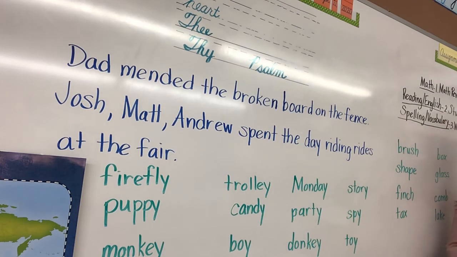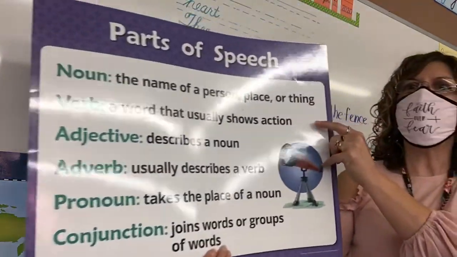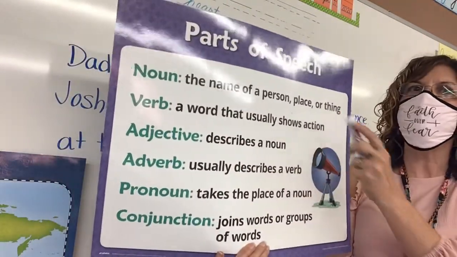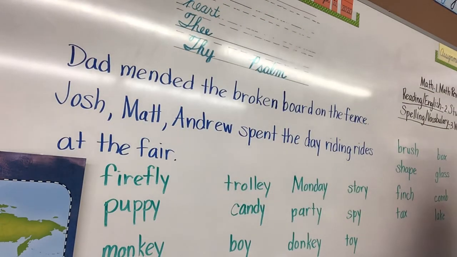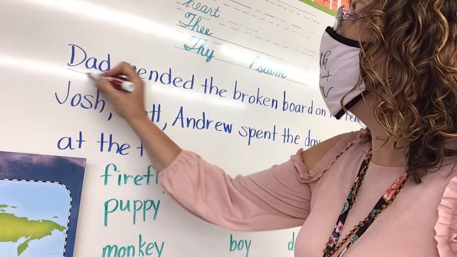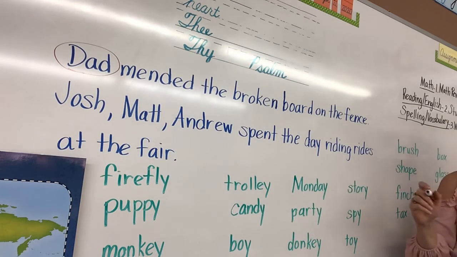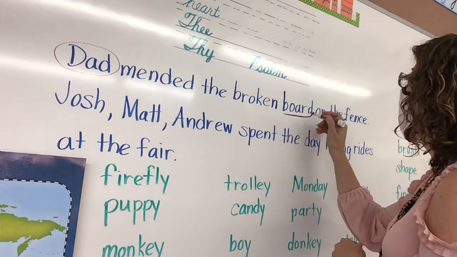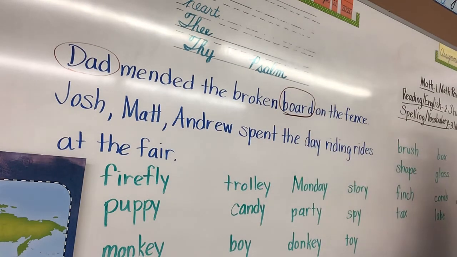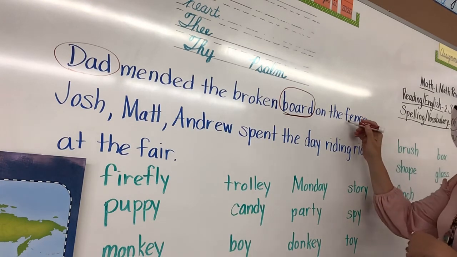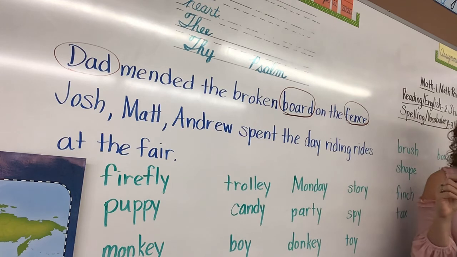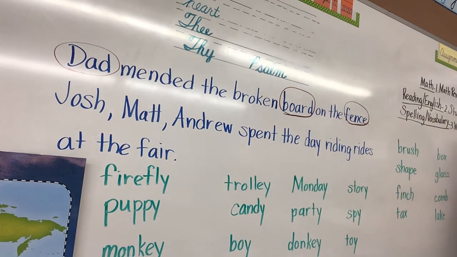All right. So what is the first noun in that sentence? What is a noun, by the way? Let's look at the chart one last time before the test. A noun is the name of a person, place, or thing. So what is the first person, place, or thing you see in that sentence? Everybody. Dad. So you would circle Dad. Give me another person, place, or thing. Board. Board is a thing. And then another one. Fence. All right, and that is all the persons, places, or things in that sentence.